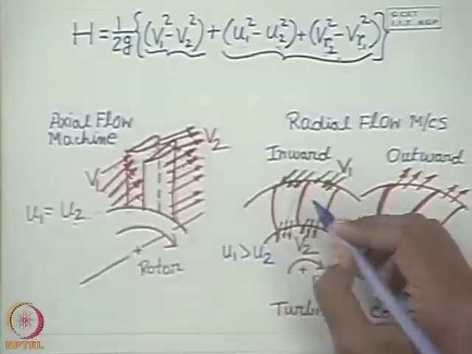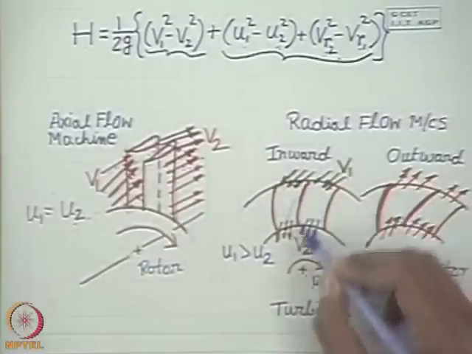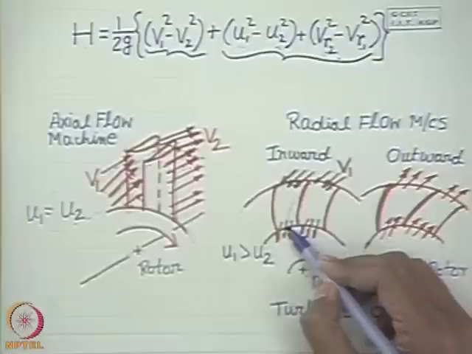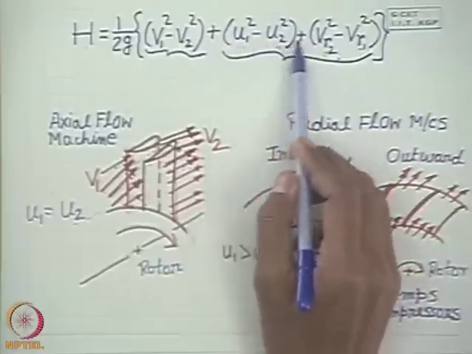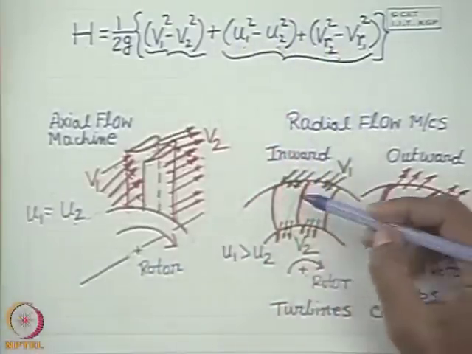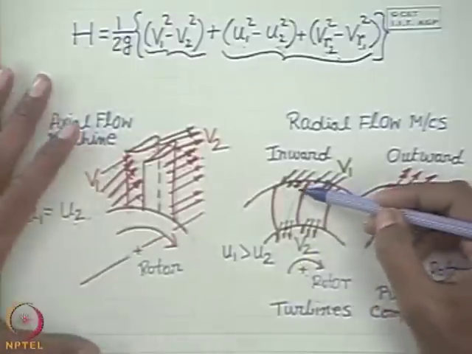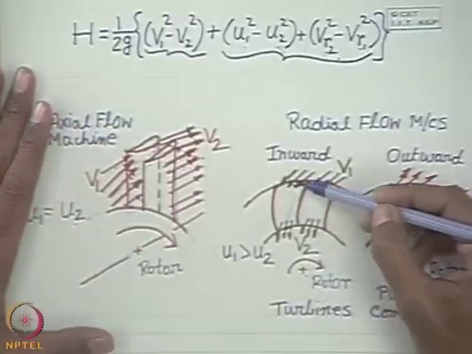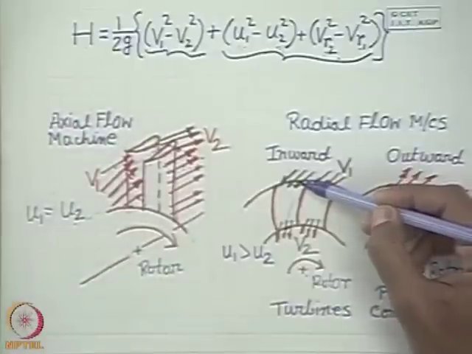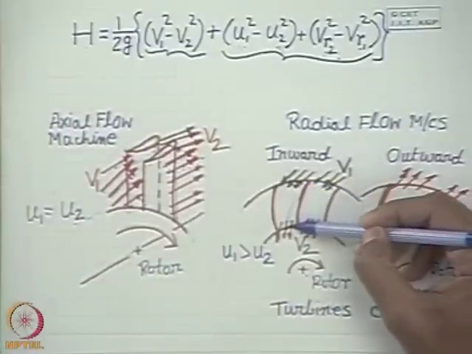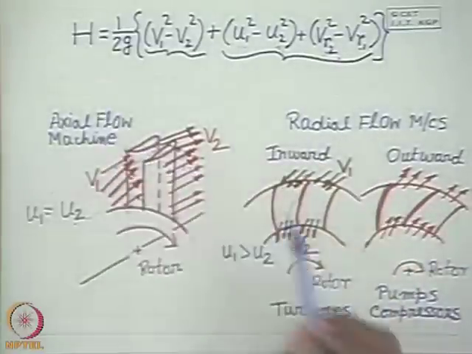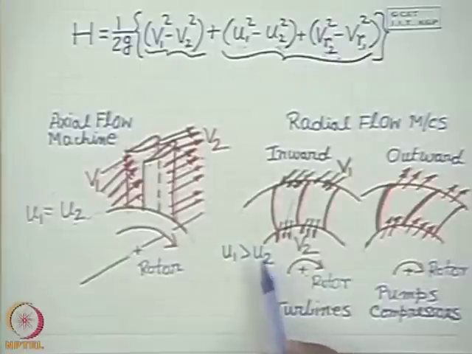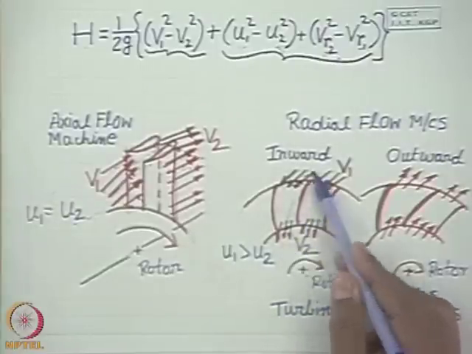What is u1? U1 is the rotor velocity at this location, that is at inlet, and u2 is the rotor velocity at this location. So if you see here, in this case, we get a positive value of this quantity, which means the centrifugal head is being released by the fluid, which means the pressure is being released by the fluid. Pressure here is lower, pressure here is higher, because the centrifugal head, which we discussed earlier, is higher here and it is lower here. So while the fluid flows radially inward, it releases its pressure energy or the centrifugal head, and that is being transferred to the rotor. So in case of radial flow turbines, the flow is radially inward.